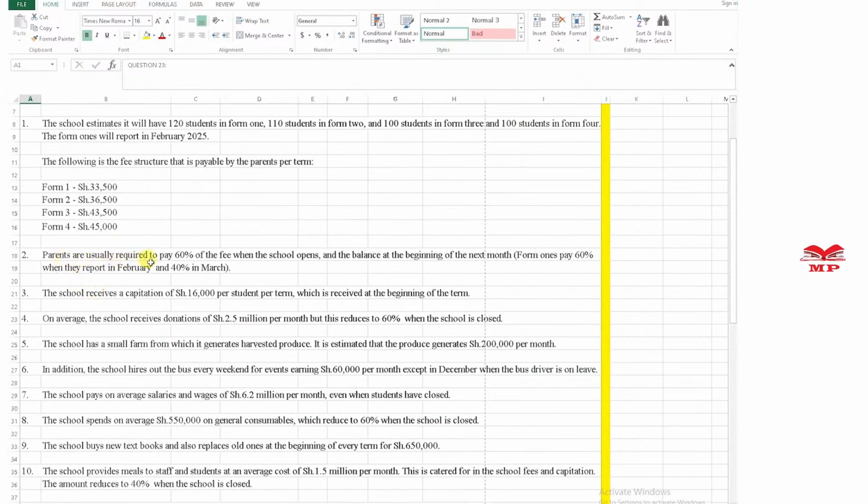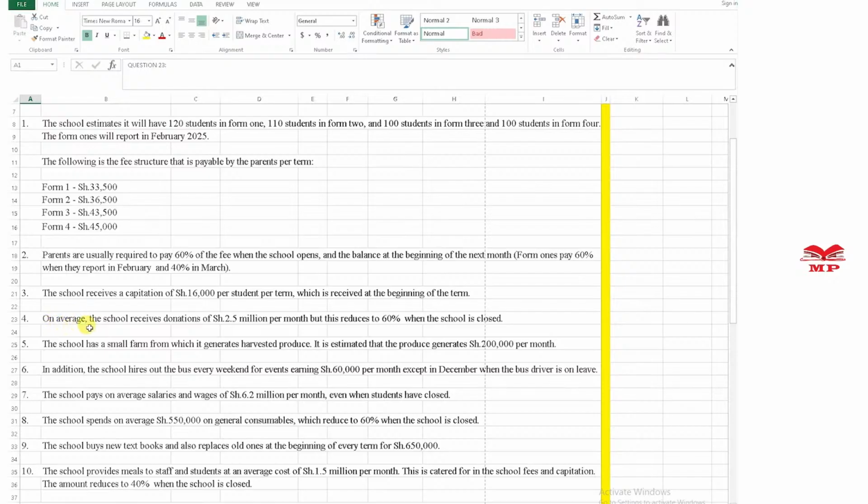Number 2. Parents are usually required to pay 60% of the fee when the school opens. The balance at the beginning of the next month. Form 1s pay 60% when they report in February and 40% in March. Number 3. The school receives a capitation of 16,000 per student per term, which is received at the beginning of the term.